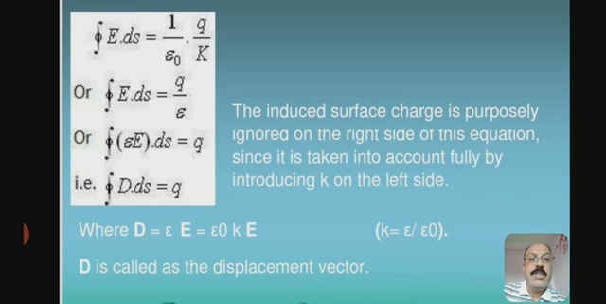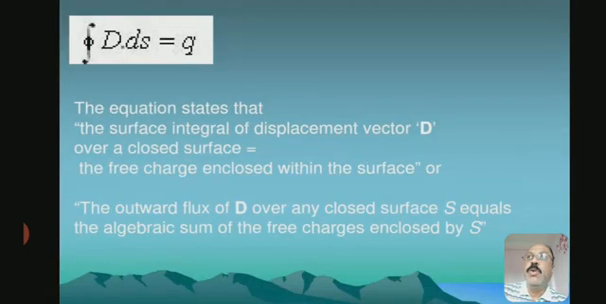The induced surface charge is purposely ignored on the right side of this equation, since it is taken into account fully by introducing K on the left side, where D is called the displacement vector, that is, integration over the closed surface D dot dS is equal to Q. The equation states that the surface integral of the displacement vector D over the closed surface is equal to the free charge enclosed within the surface, or the outward flux of D over any closed surface S equals the algebraic sum of the free charges enclosed by S.